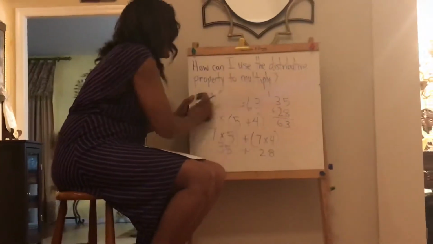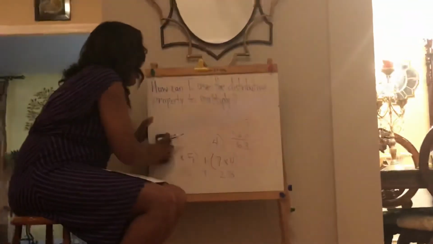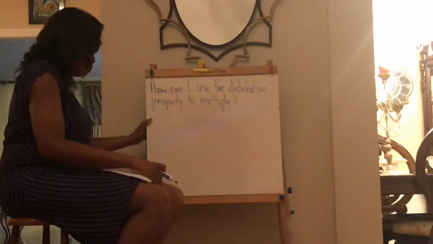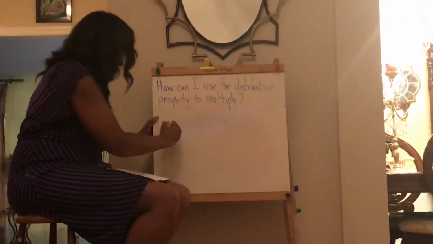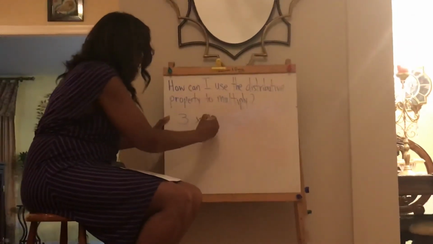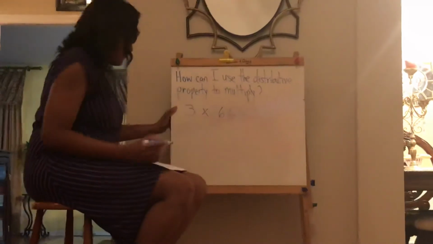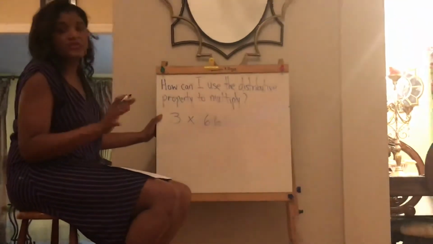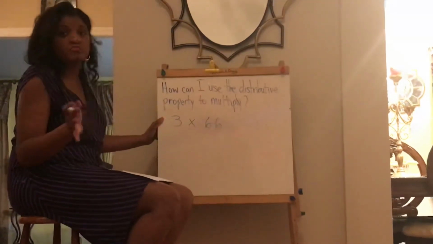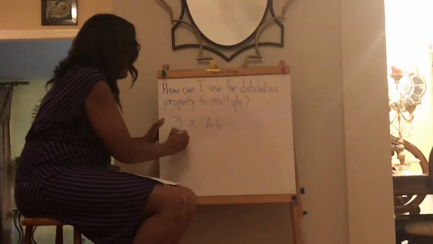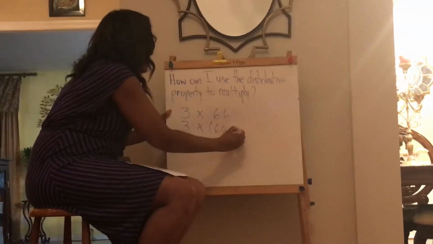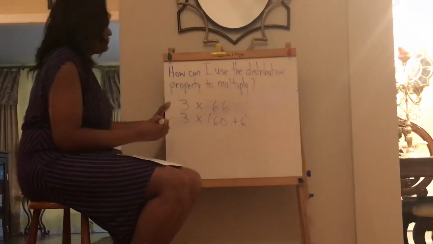All right, and we can actually do this, the distributive property, with much larger numbers. In 3rd grade, you do use much larger numbers too at times. So let's say I have 3 times 66. 66 is a big number, and there are other ways you can multiply, but we're using the distributive property today. So we will leave the 3, and break up 66 into 60 plus 6.